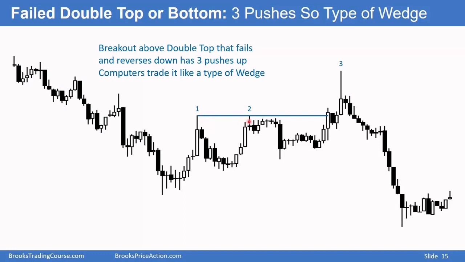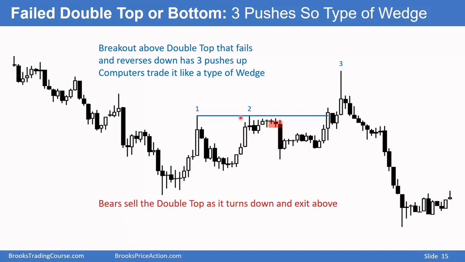Anytime you have a double top and then a bull breakout, you have 3 pushes up. If that third push fails and the market reverses down, this is a variation of a wedge, and the computers will treat it like a wedge. 3 strong pushes up, each one reversing. They'll bet that the market has decided it cannot go up. Maybe it has gone up too far. Maybe it now needs to go down and find what price is too low.